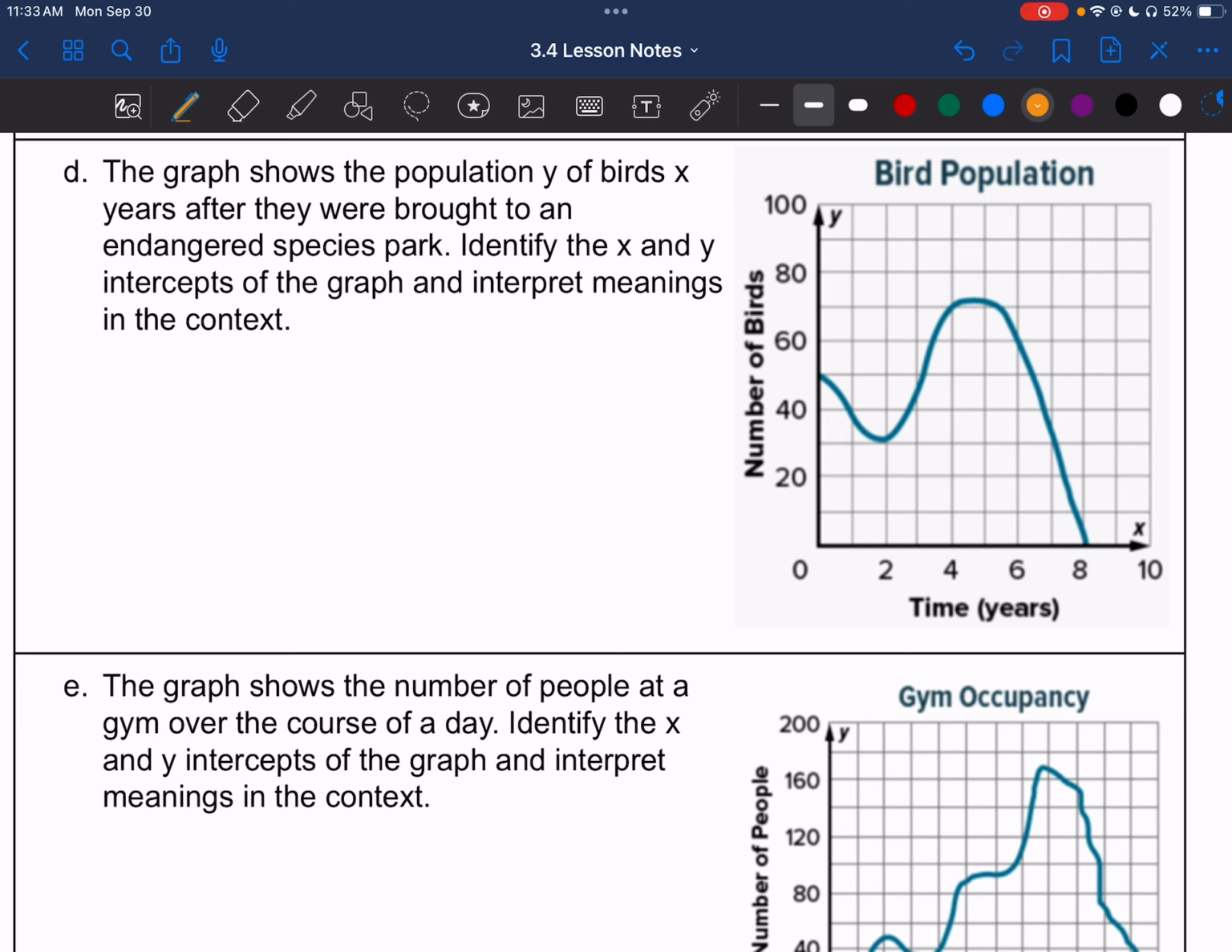Letter D. We have the graph showing the population Y of birds X years after they were brought to an endangered species park. Identify X and Y intercepts of the graph and interpret the meanings given the context. So our y-intercept is going to be at that point right there. So our y-intercept is 50 birds. And this is the starting amount at the park. Starting population at the park.